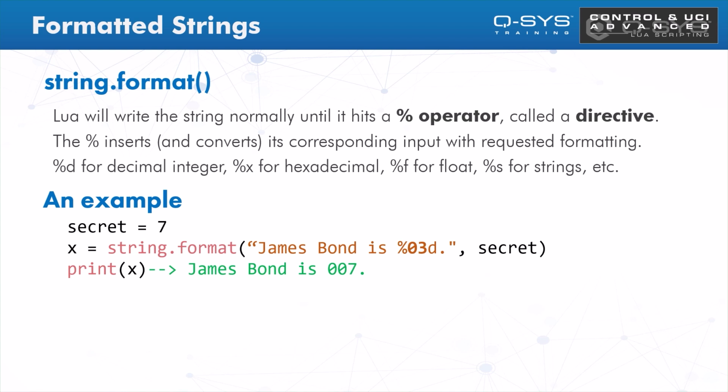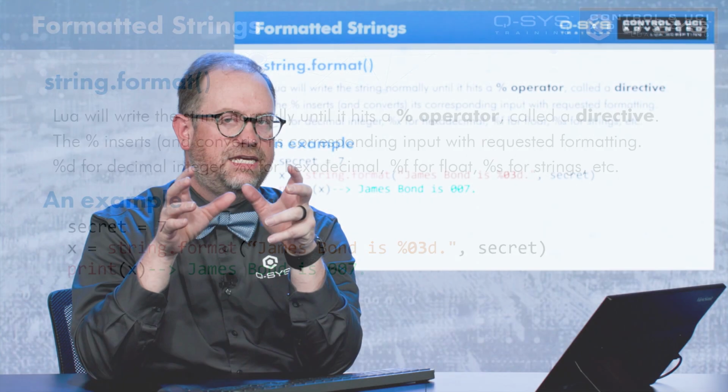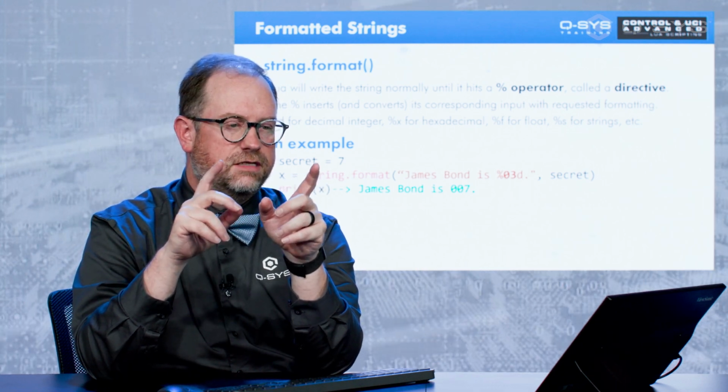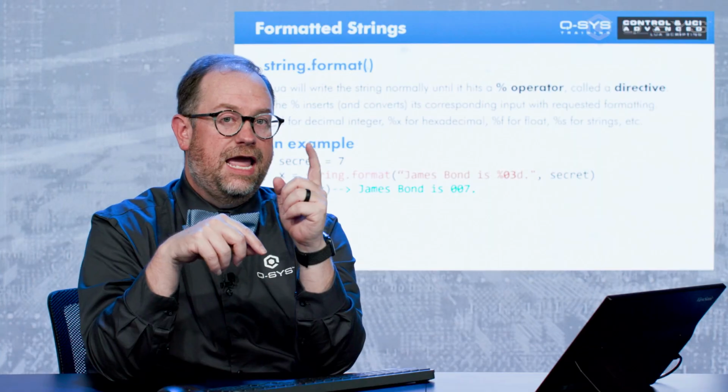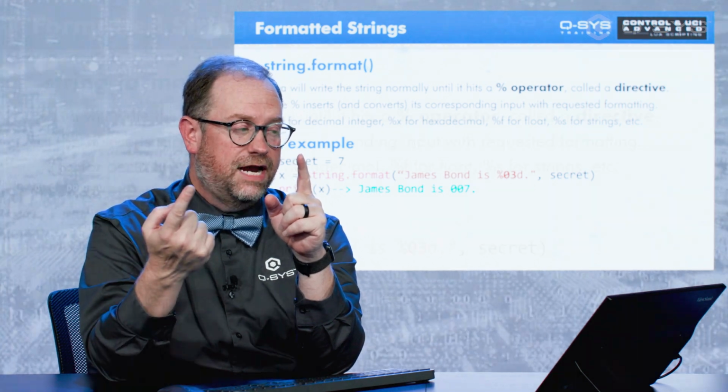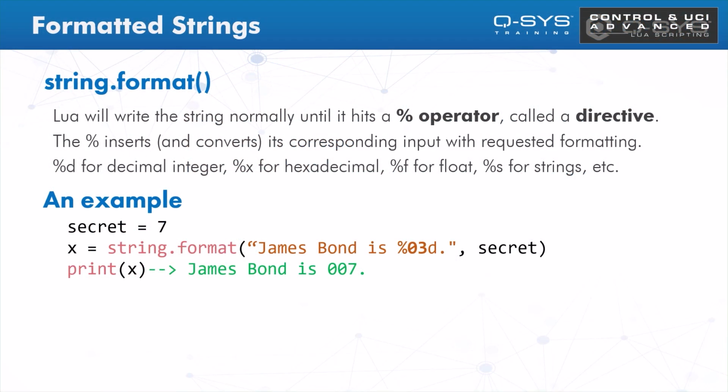But then it gets to the percent and it goes, ooh, okay, I gotta do something interesting. It looks to see, okay, percent, all right. Oh, I see secret. I'm gonna pull secret in, and the d means I'm looking for a number, an integer. And yep, secret is an integer, so this is the one I am looking for. So percent, get ready to do something weird. d means pull in an integer. Oh, secret is the integer, pull it in.